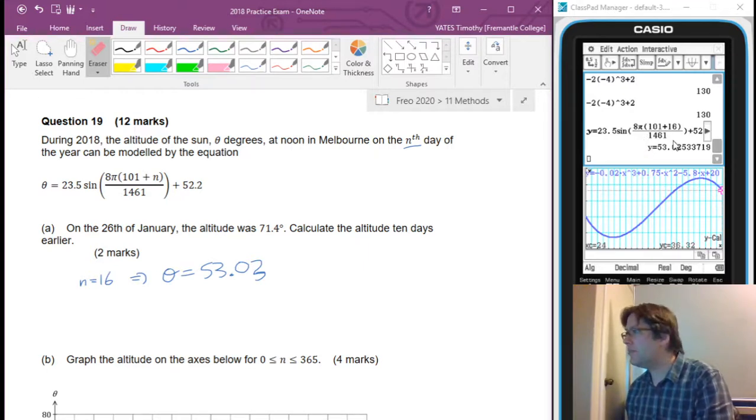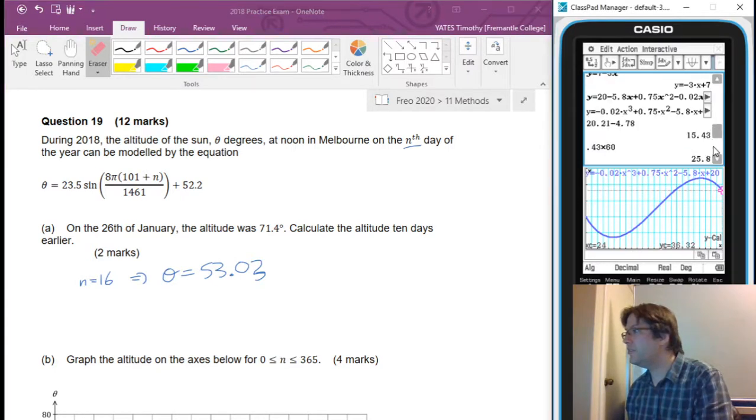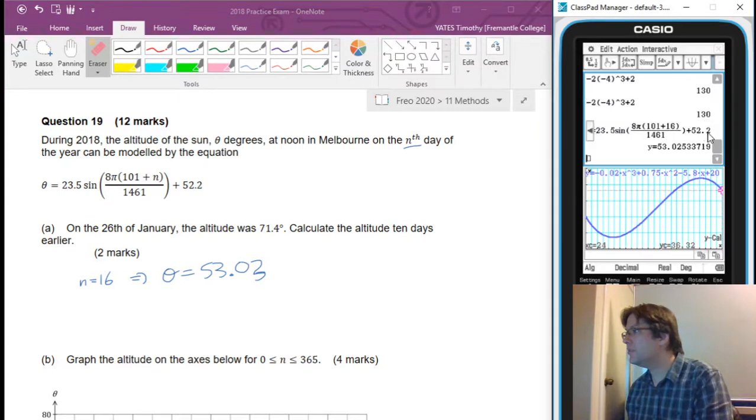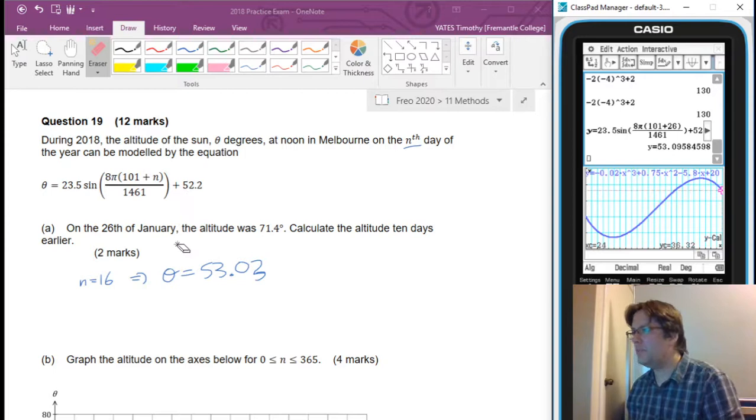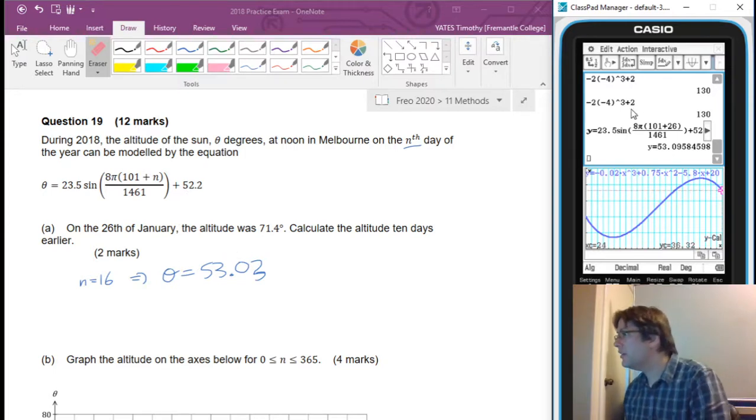8 pi 101 plus 16 plus 52.2. And let's see if that does the right thing for 26. If I write 26 in there, does it give me the right answer? No, it seems to give me a different one. So 26th of January, the altitude was 71.4 degrees. Now, why is this giving me a different number?